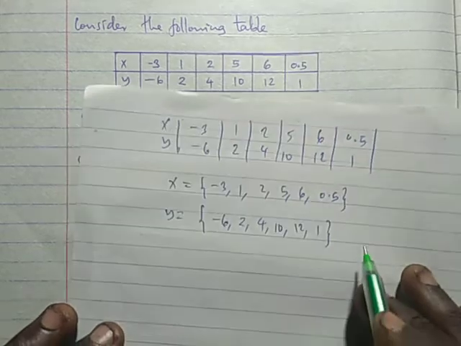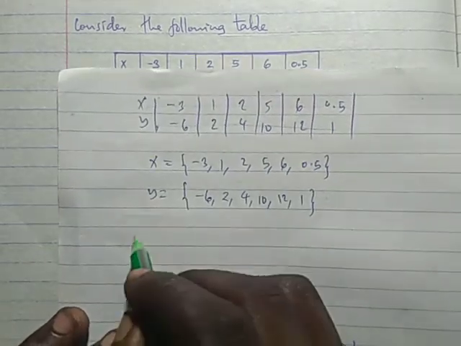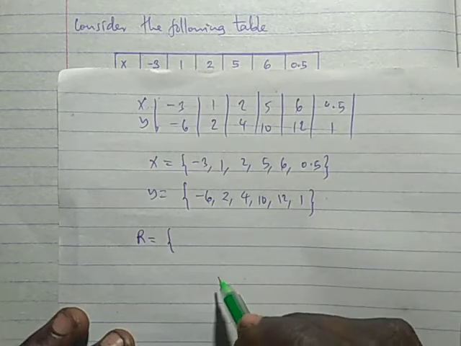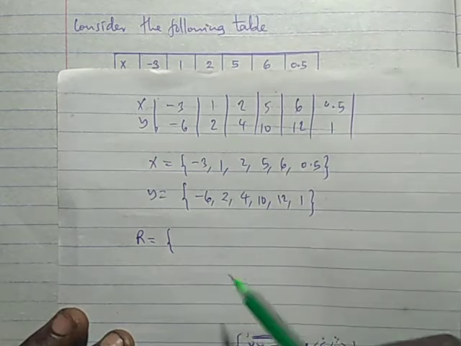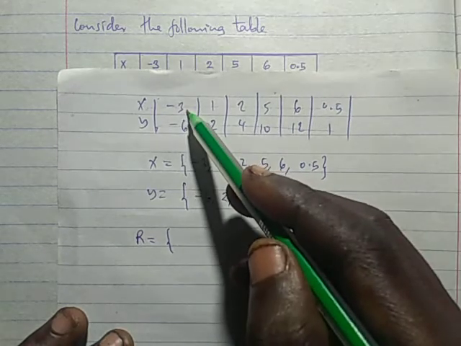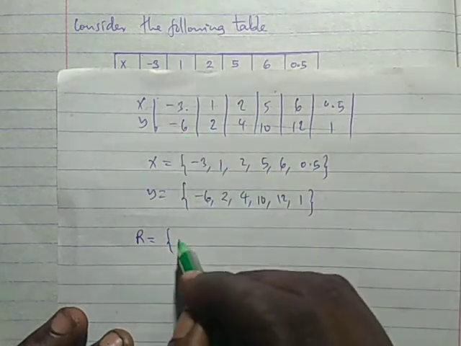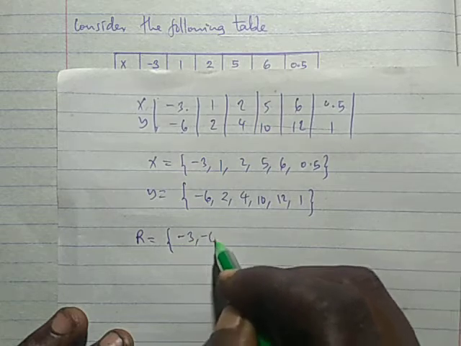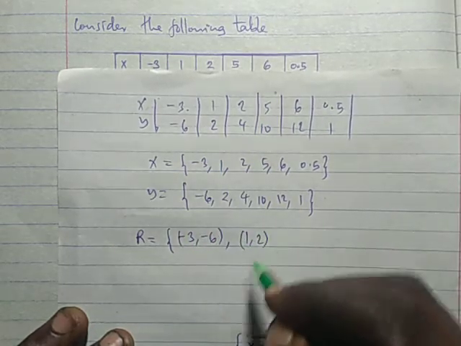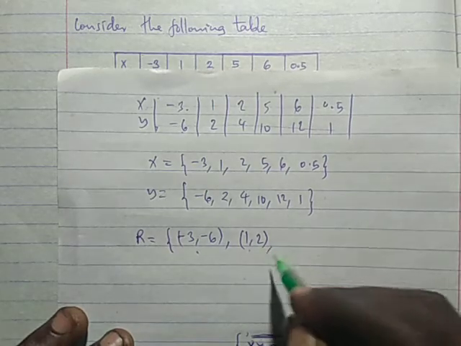That is our second set Y. But in relation, tukitaka kuandika relation R ambayo ni set of ordered pairs, tulisema ordered pairs wanakuwa na member of first set na member of second set. Kwa mfano hapa -3 ilikuwa na relation na 6. So we write -3, -6. Then tutaweka comma 1, 2. Hii itaitwa ordered pair ya kwanza, ordered pair ya pili.